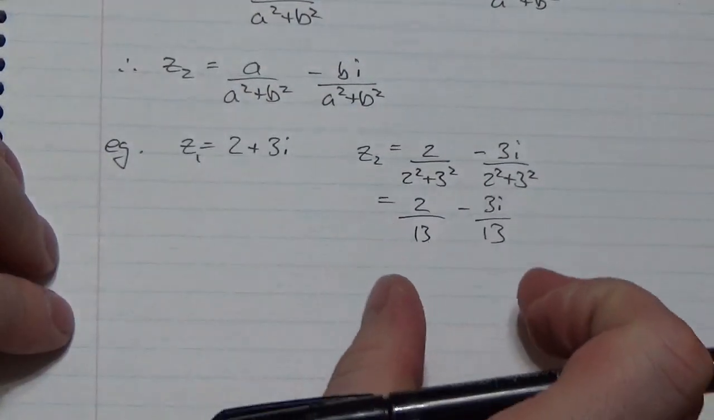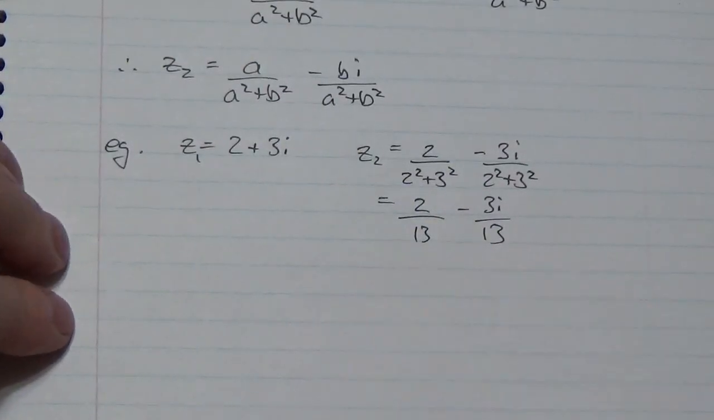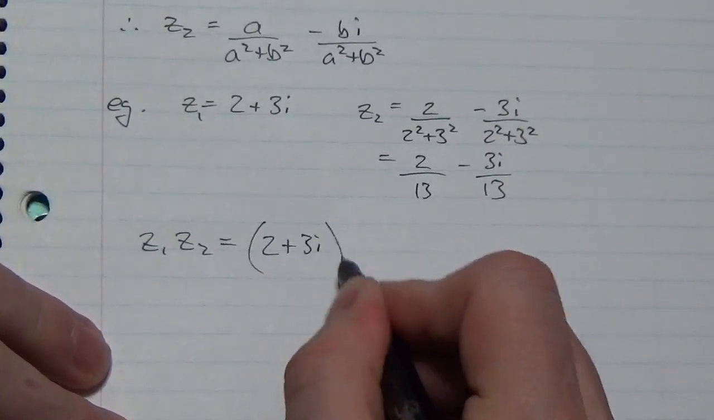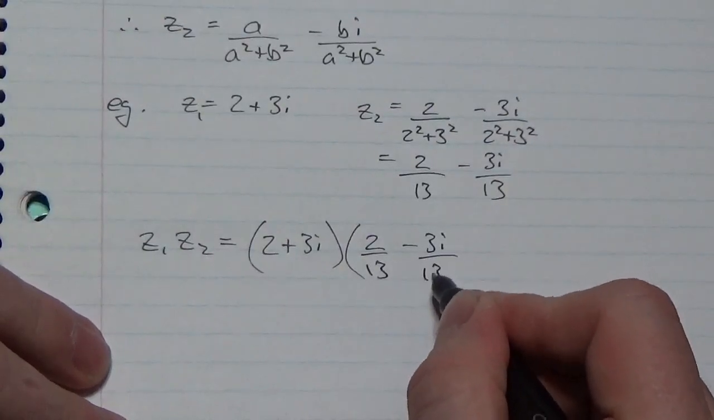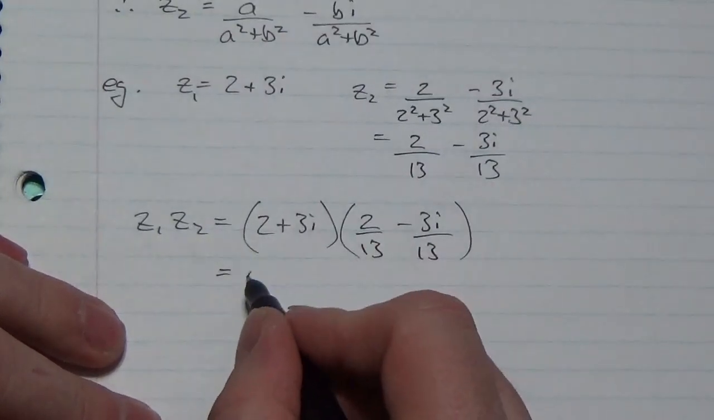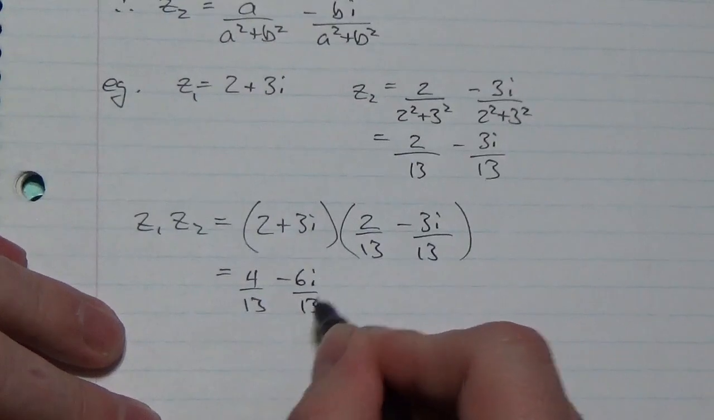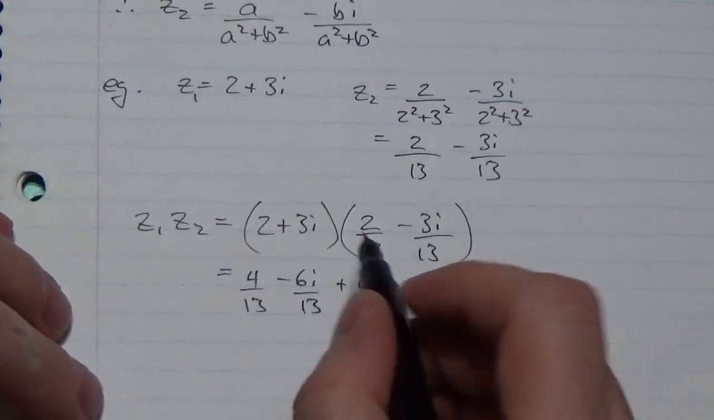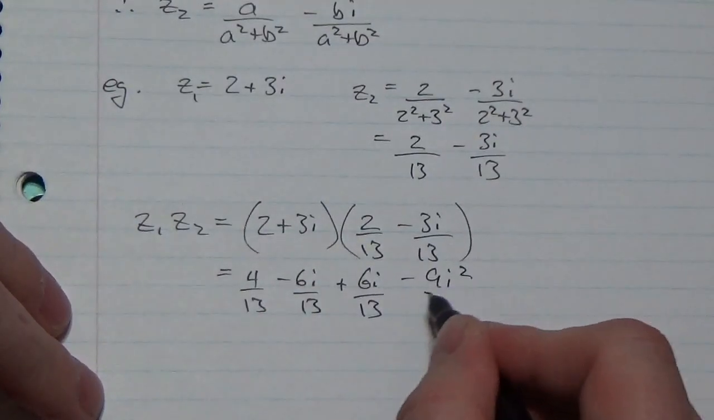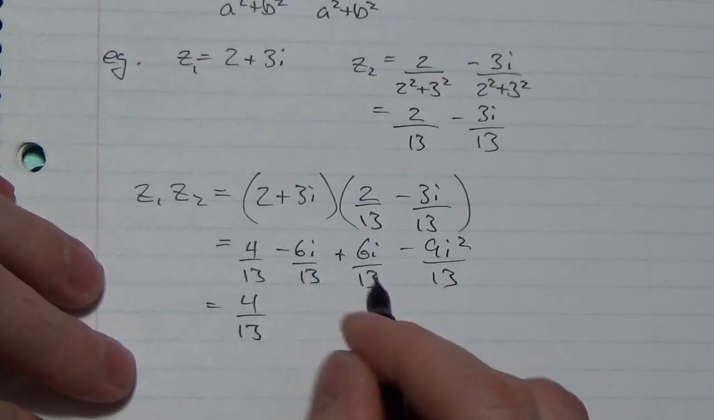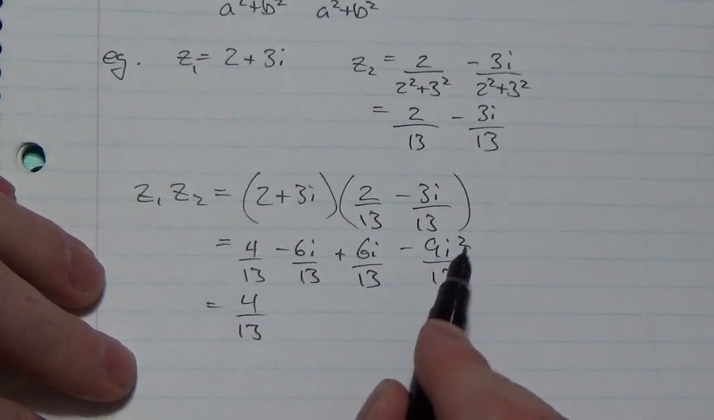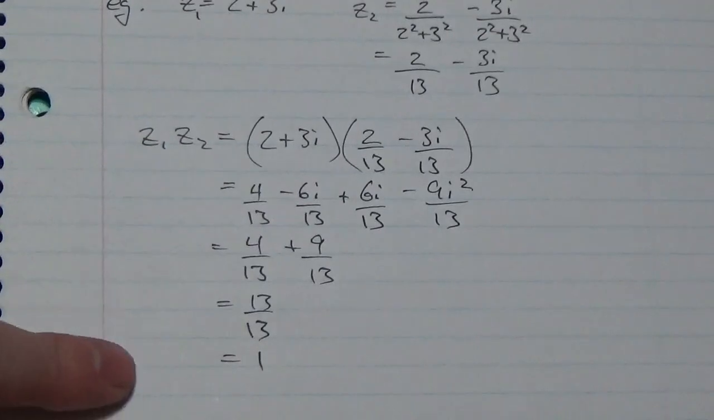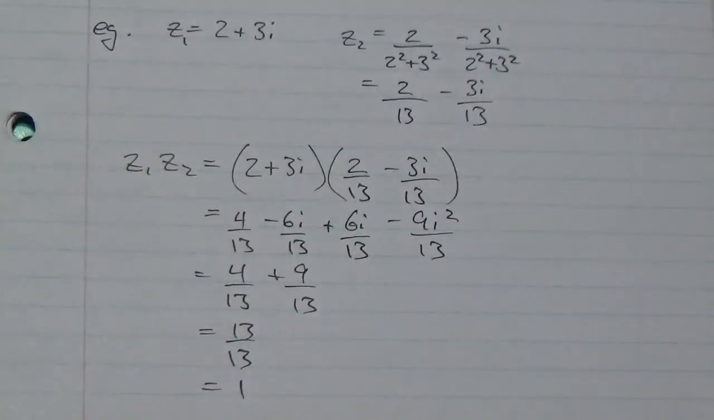So if this is the number that I start with, this is apparently supposed to be my multiplicative inverse, which means if I multiply those two together, I should be getting a 1. Let's double check that. So 2 plus 3i multiplied by 2 over 13 minus 3i over 13. That's going to be 4 over 13 minus 6i over 13 plus 6i over 13. Oh, I like that, that's going to go to 0. Then I'm going to have negative 9i squared over 13. These terms are going to cancel inside the middle here, and that i squared becomes negative, so it's going to make that positive. So 4 over 13 plus 9 over 13, and 13 over 13 is equal to 1. And so there you have it. That is the multiplicative inverse.